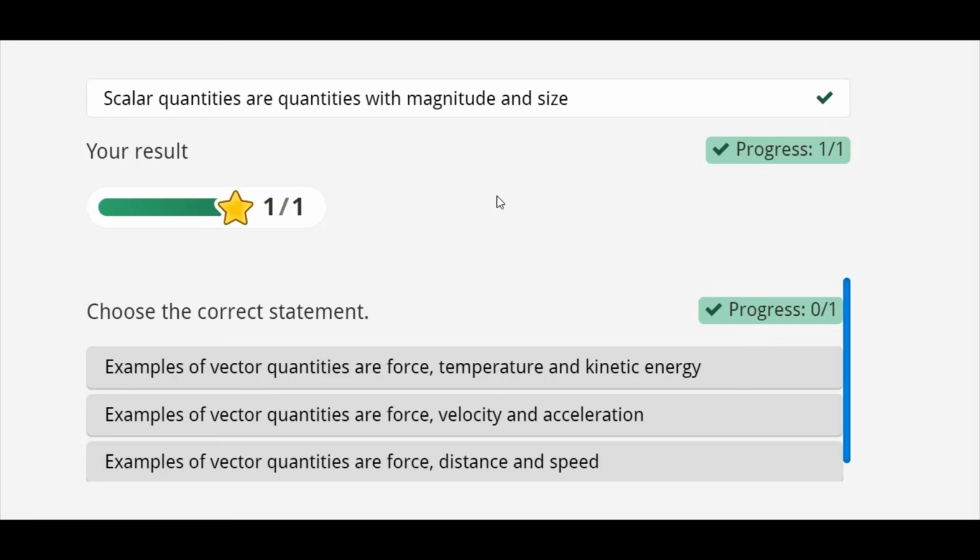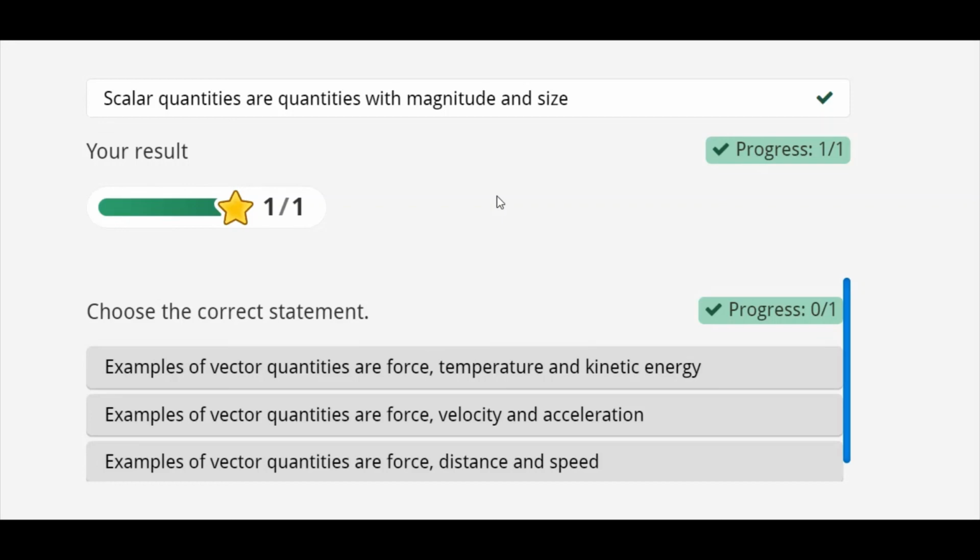Let's see the second one. Examples of vector quantities are force, velocity, and acceleration. Force is a vector quantity. Velocity has two components, displacement and time. So displacement also is a vector quantity because it has direction. Acceleration too is a function of velocity and time. So acceleration is a vector quantity.